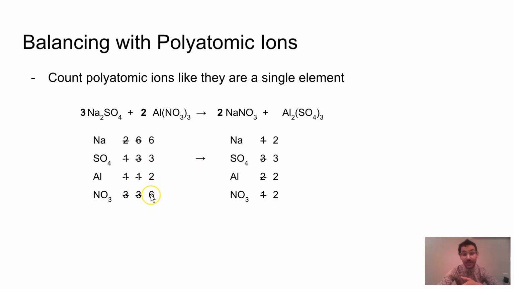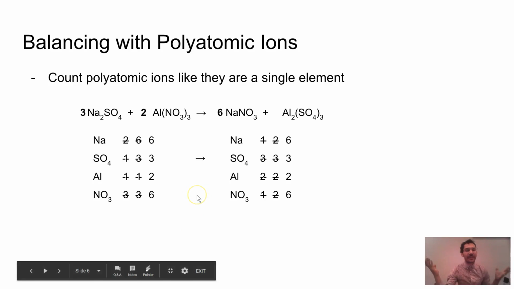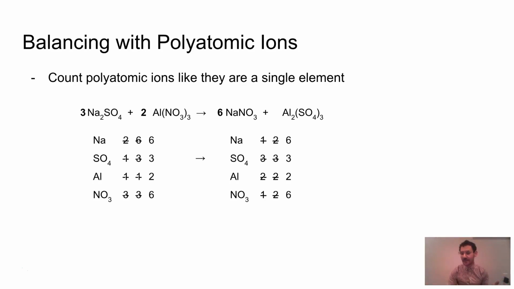Let's take care of nitrates now. If we've got 6 nitrates on this side and only 2 on this side, we want to make it so that we have a full 6 nitrates on this side. So let's slap a 6 coefficient in front of this friend here, and that's going to change our amount of sodium. Now we've got 6 sodium. We still have 3 sulfates and 2 aluminum, but now we have 6 nitrates, and look at that. Everything is balanced because we just stayed the course. So while you're balancing things, if one of your elements comes out of balance as you're going through the process, don't worry about it. Just keep going.